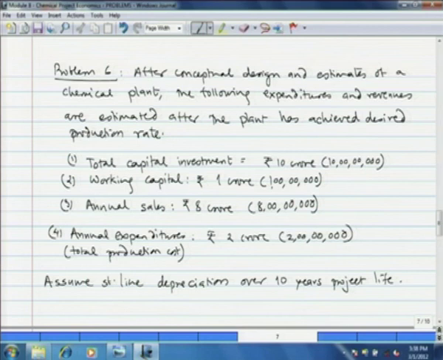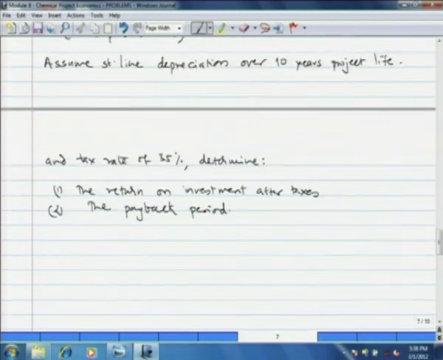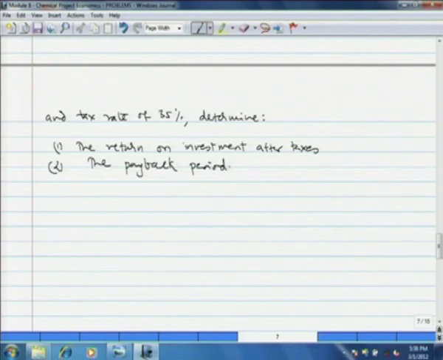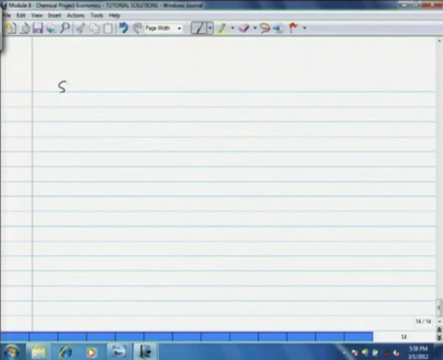First, the total capital investment is rupees 10 crore. Working capital is rupees 1 crore, annual sales are rupees 8 crore, annual expenditures or the total production cost is rupees 2 crore. We assume a straight line depreciation over 10 years of project life. The tax rate is estimated at 35% and we have to determine the return on investment after taxes and the payback period for the plant. Now, let us start the solution.